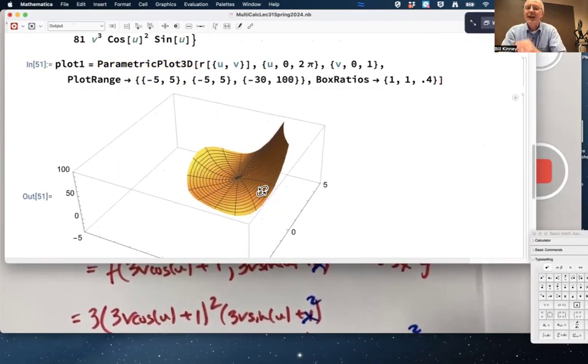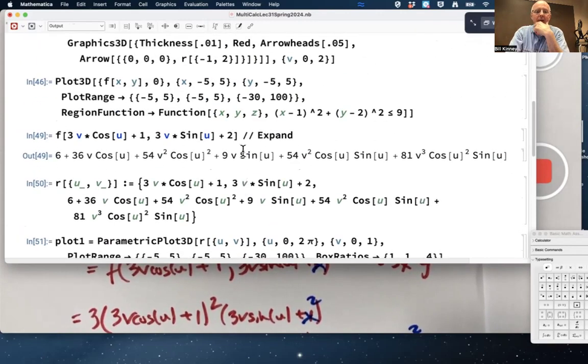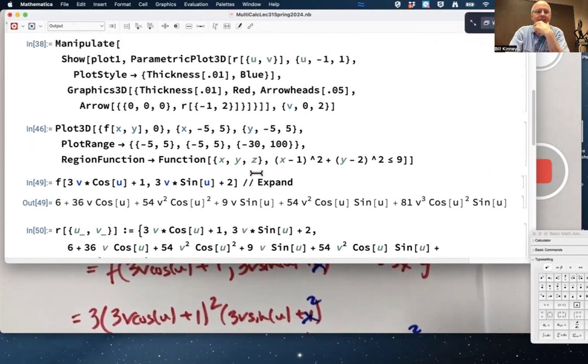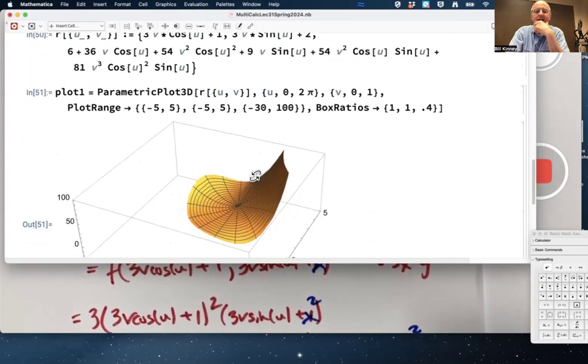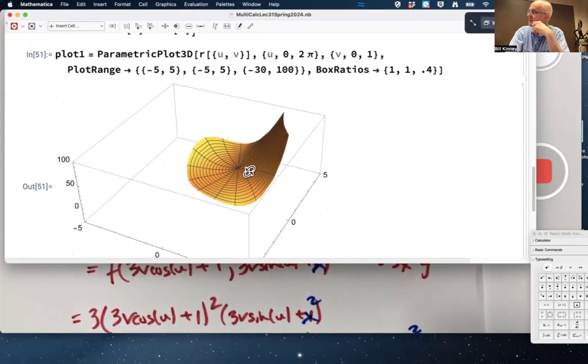Oh, do notice though that Mathematica is drawing this in a different way. Back up here with Plot3D, it's drawing lines parallel to the X and Y axes. Down here, it's drawing like polar coordinates, radial lines and circles. It is the same surface.